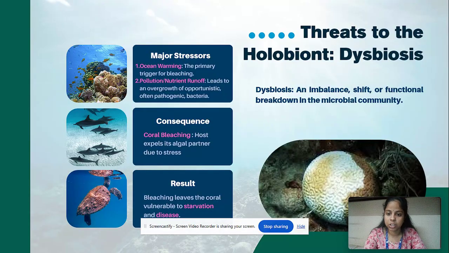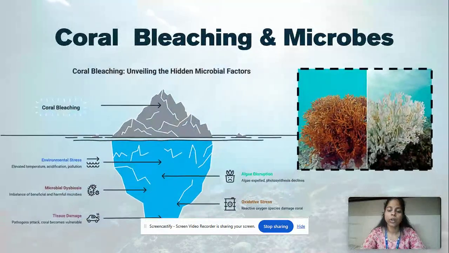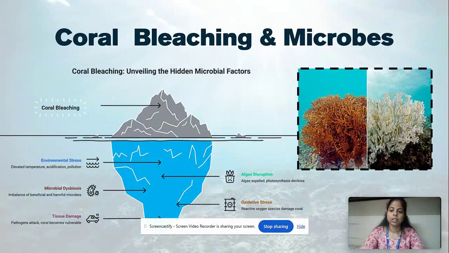As you can see in the picture, the bleaching, we will see about it. So coral bleaching and microbes. In the picture, the coral is basically brown in color, but these are bleached to white. So what really happens? First, tissue damage due to pathogen attacks or disease, or environmental factors.